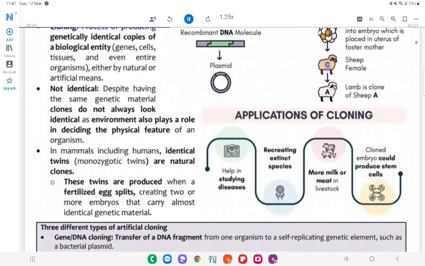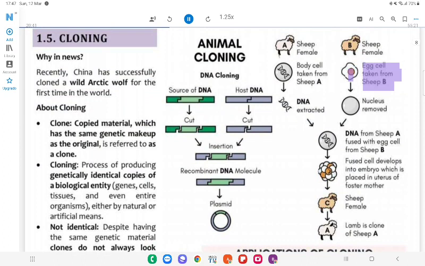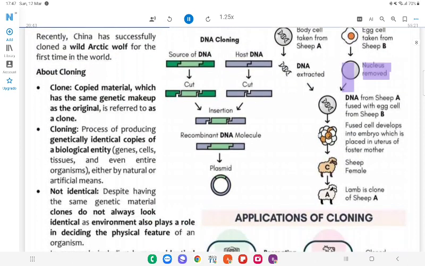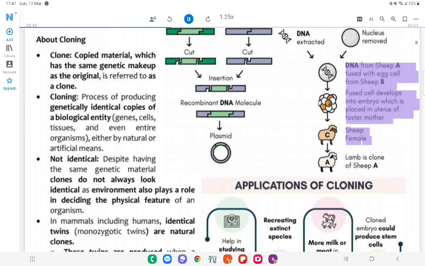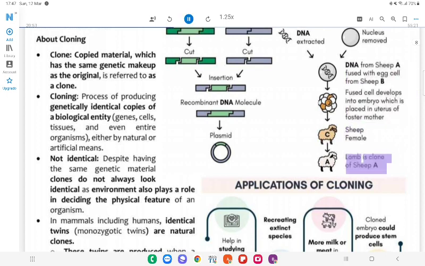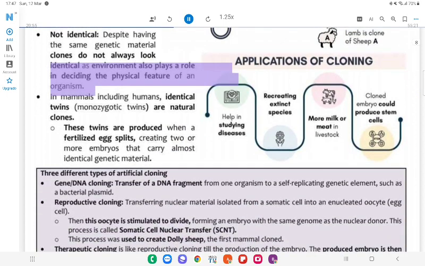Egg cell taken from sheep B. Nucleus removed. DNA from sheep A fused with egg cell from sheep B. The fused cell develops into an embryo, which is placed in the uterus of a foster mother sheep. The lamb is a clone of sheep A. Environment also plays a role in deciding the physical features of an organism.